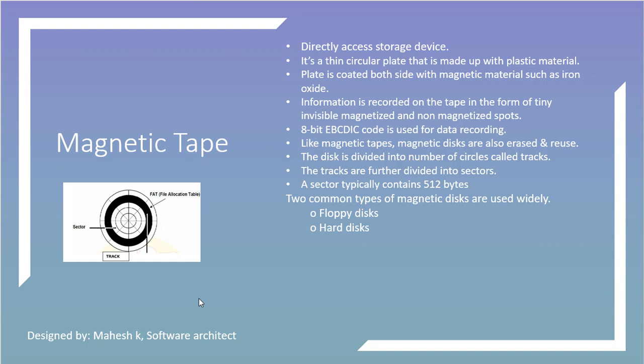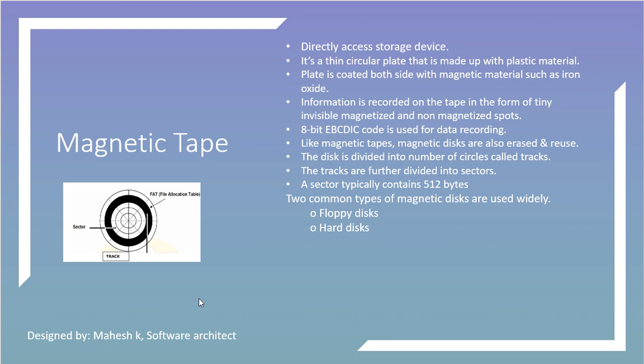So it's a thin circular plate. How it looks and how it's built: it's a thin circular plate that is made up of plastic material. The plate is coated on both sides with magnetic material such as iron oxide. Information is recorded on the disk in the form of tiny invisible magnetized and non-magnetized spots. Okay, so this is how data is saved into the magnetic disk. 8-bit EBCDIC code is used for data recording.